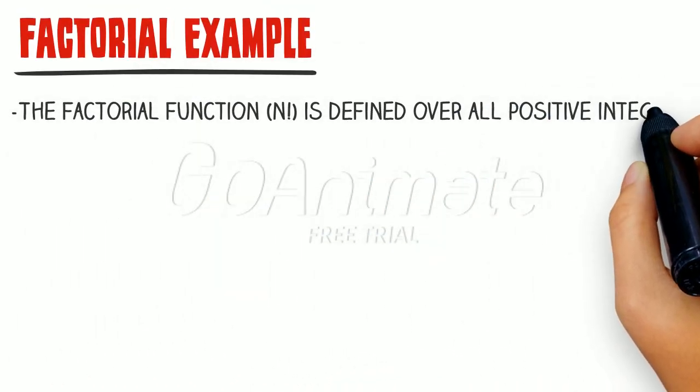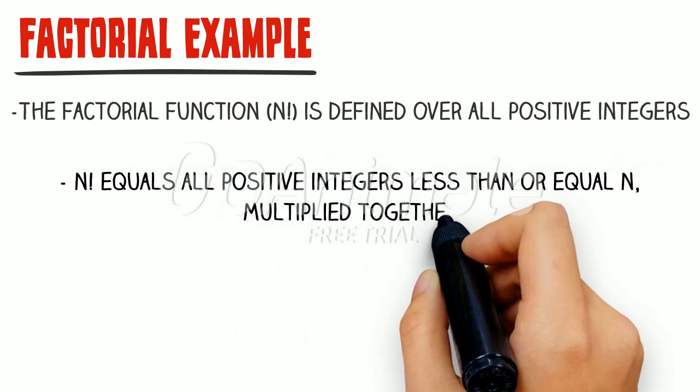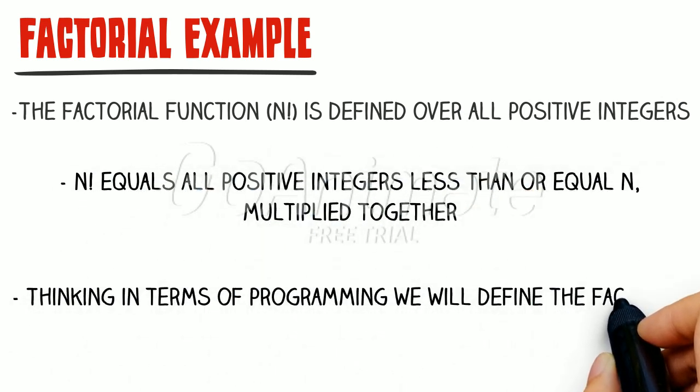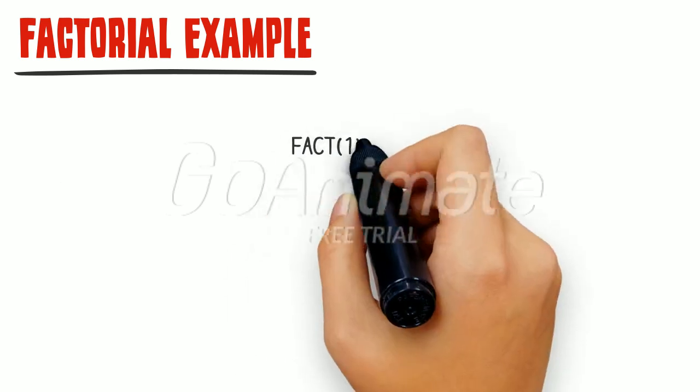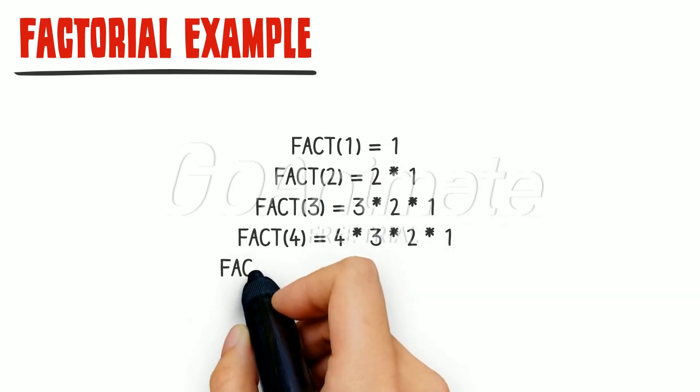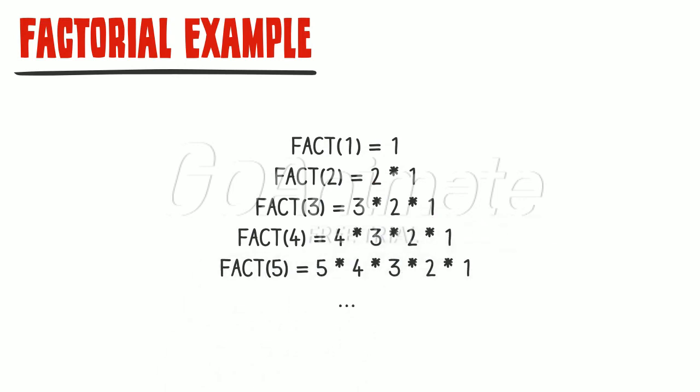Let's take the factorial function as an example. Recall from your math class the factorial function, which equals the product of multiplying all positive integers less than and equal to n. For example, factorial of 4 is 4 times 3 times 2 times 1. You get the idea. As programmers, we will define the factorial function as fact of n. This is how we compute factorial. Notice that factorial of 1 equals 1.